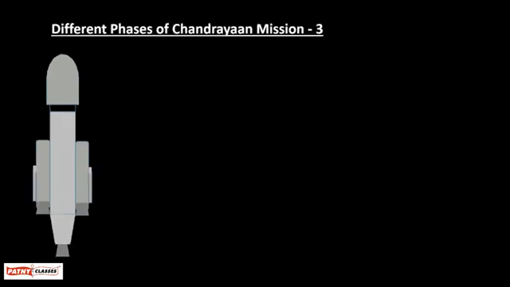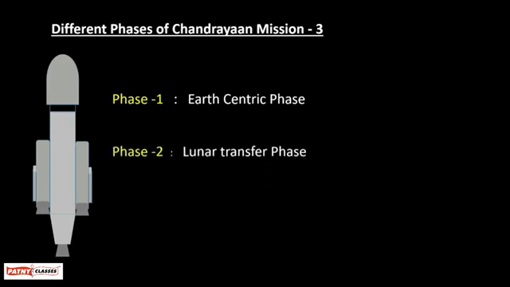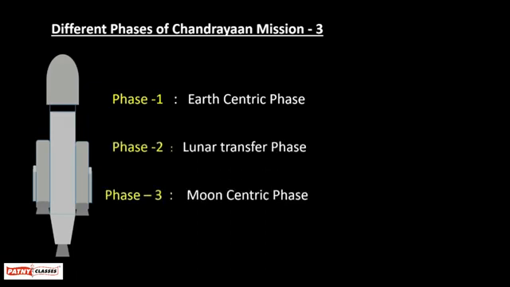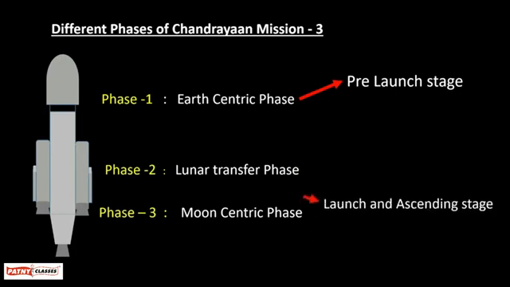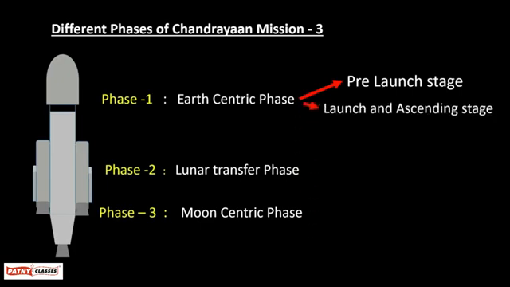Chandrayaan mission is divided into 3 parts. Phase 1, Earth-centric phase. Phase 2, lunar transfer phase. And phase 3, moon-centric phase. Earth-centric phase can be divided into 3 stages. They are pre-launch stage, launch and ascending stage, earthbound maneuver stage.